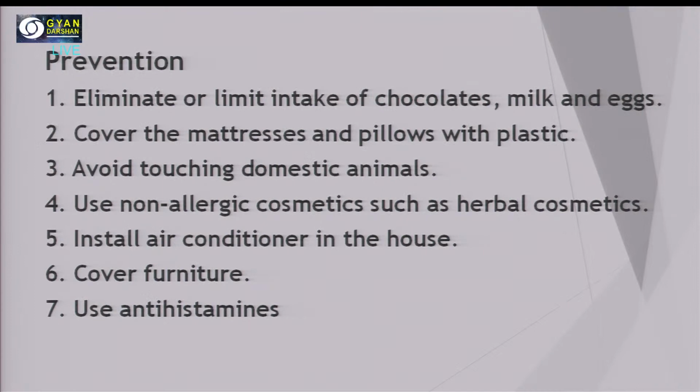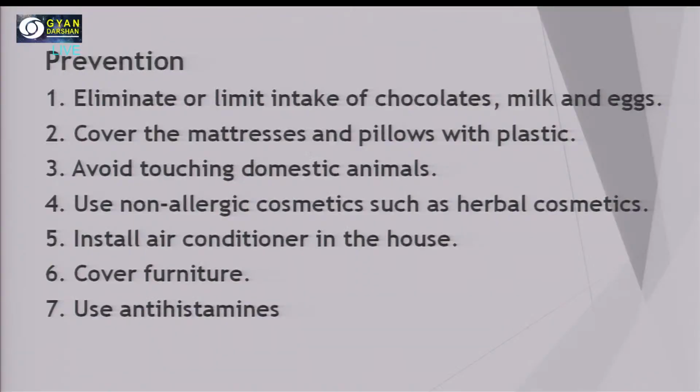How do you prevent it? You have to eliminate or limit the intake of chocolates, milk, and eggs, or whatever allergen you are allergic to. You should cover the mattress and pillows with plastic so that no allergens are allowed to settle down there. You should avoid touching domestic animals because they are also a source of allergy. You have to use non-allergic cosmetics if you are allergic to any of the chemicals within the cosmetics. You should install an air conditioner within your house. You should also try to cover the furniture and use antihistamines as prescribed.